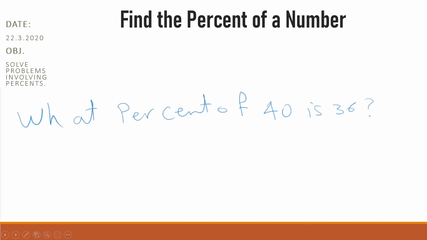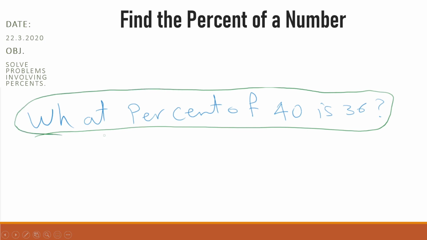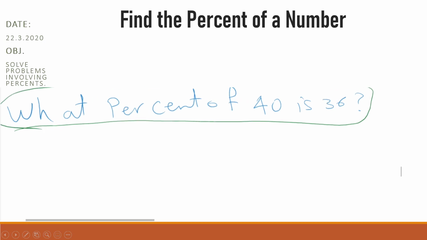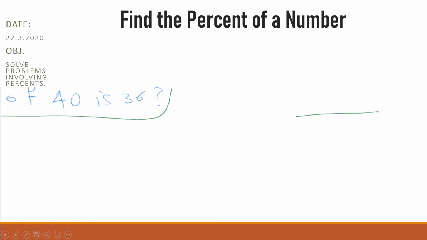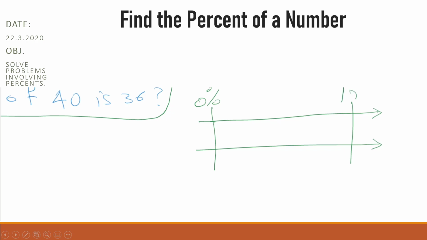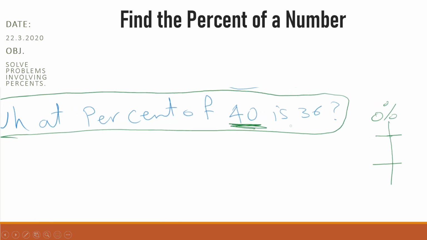In this question, we have: what percent of 40 is 36? So that's different. Let's see how. Let's draw first the double number line. If we have here 0% and here 100%, I have here 40 and 36.